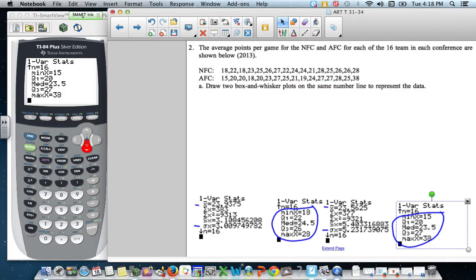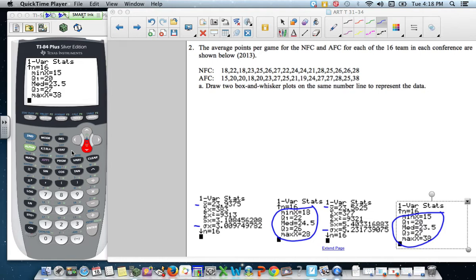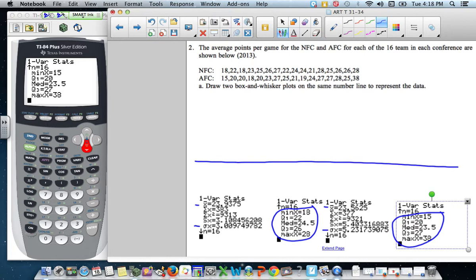So now to make my box and whisker plot, I look at my highest and lowest number. In the NFC, it's 18 to 28. In the AFC, it's 15 to 38. So I need a number line that goes from at least a low point of 15 to a high point of 38. This is representing the number of points, so I give it a label.